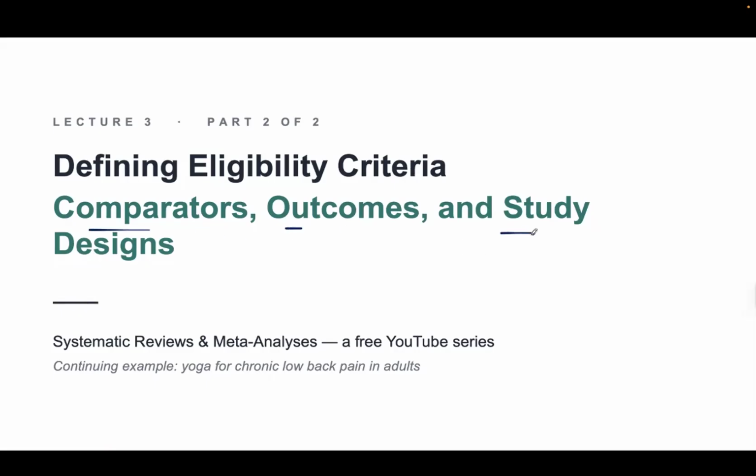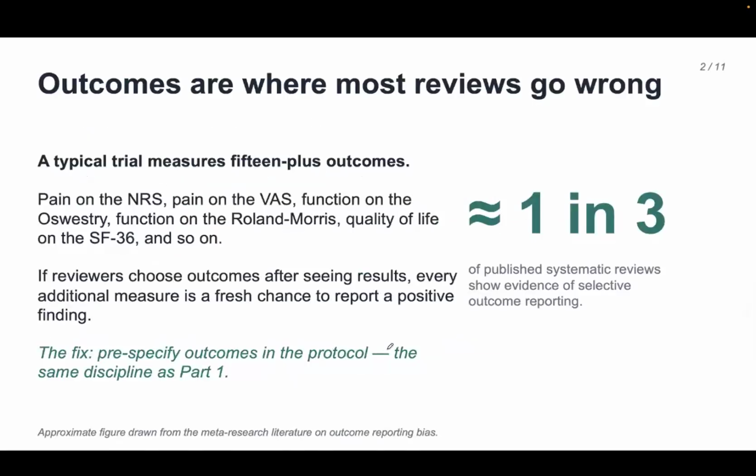I said at the end of last video that outcomes are where the most reviews stumble, and I meant it. We will spend most of our time today on that. So let us keep our running example, yoga for chronic low back pain. That is the same condition, same population, but now we are deciding what to measure, what to compare against, and which study designs we will trust. So let's get into it.